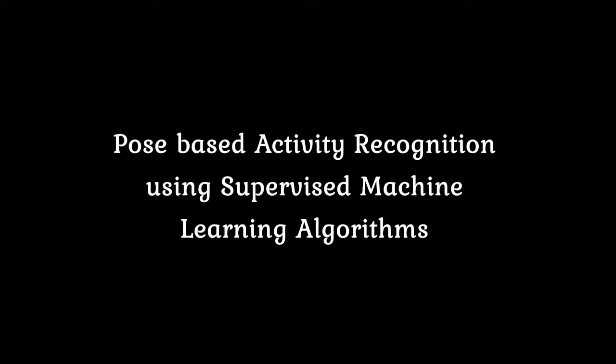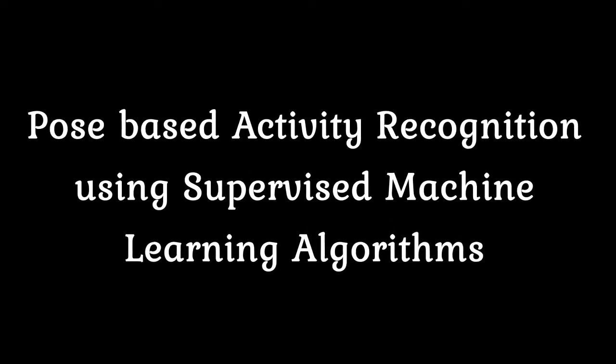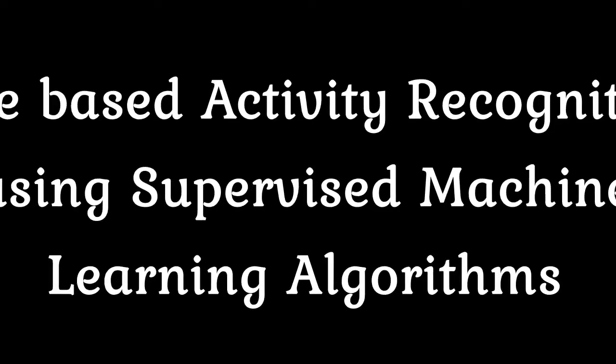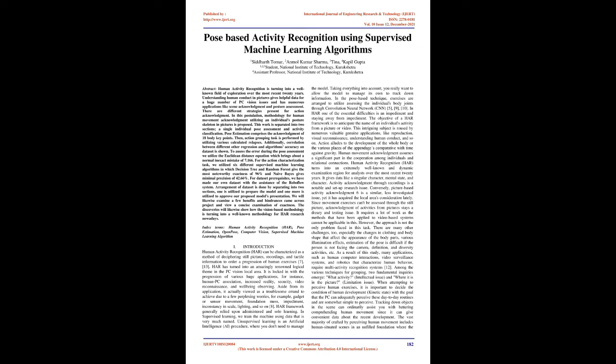Pose-based activity recognition using supervised machine learning algorithms. Abstract. Human activity recognition is turning into a well-known field of exploration over the most recent 20 years. Understanding human conduct in pictures gives helpful data for a huge number of PC vision issues and has numerous applications like scene acknowledgement and posture assessment.